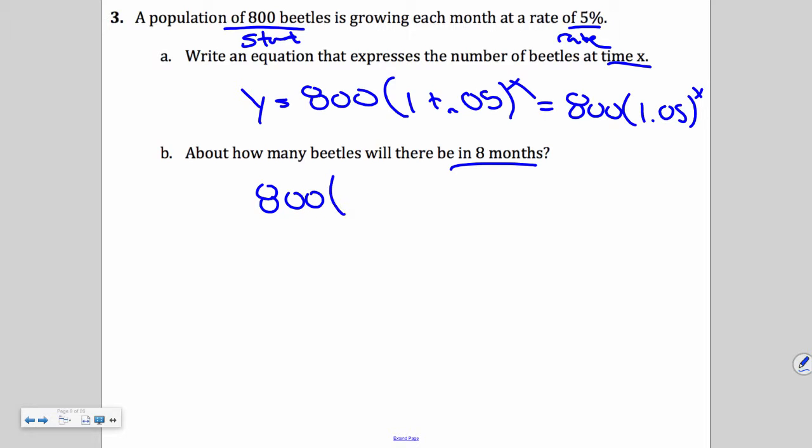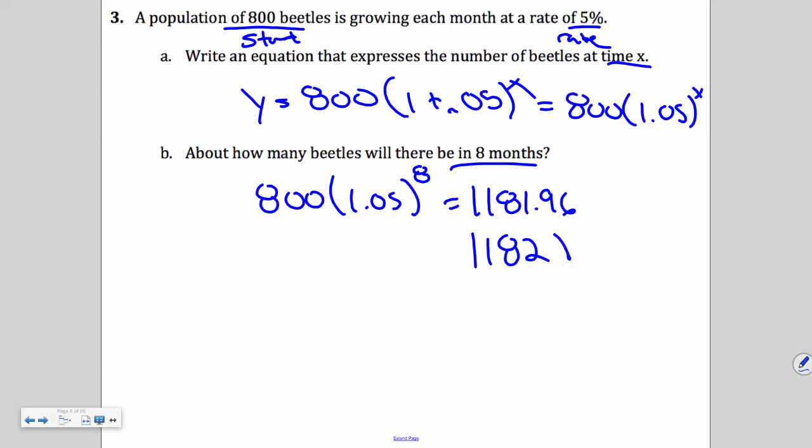Again, all I do is plug that in. When you plug that in, make sure you hit the caret button. It is not 1.05 times 8, it is 1.05 raised to the 8th, and you get 1189.96, so roughly 1,182 beetles.